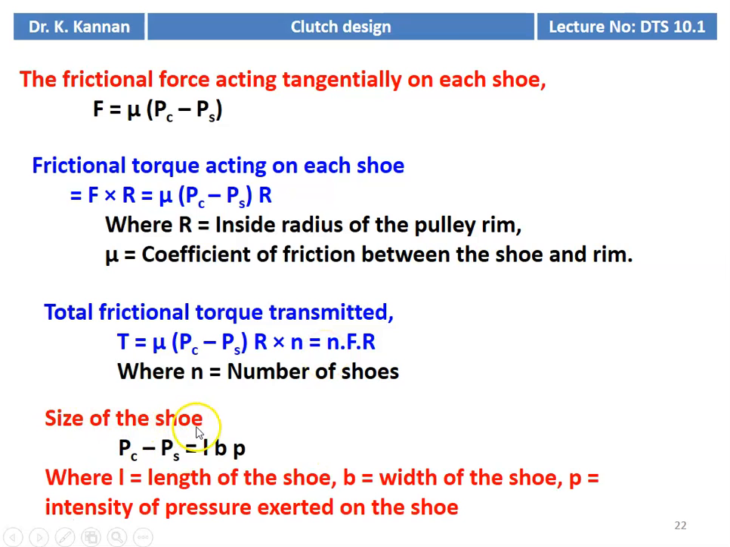And the size of the shoe we have to calculate: the length of the shoe, the face width of the shoe and the intensity of pressure. So Pc minus Ps equals l b into the intensity of pressure exerted by the shoe. So l is the length of the shoe and b is the width of the shoe in millimeters.